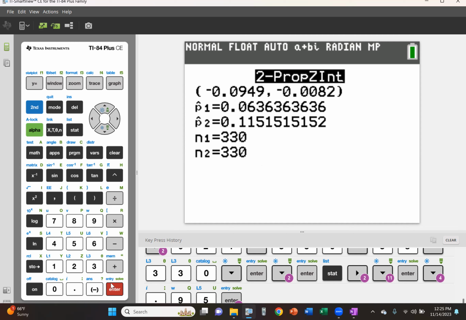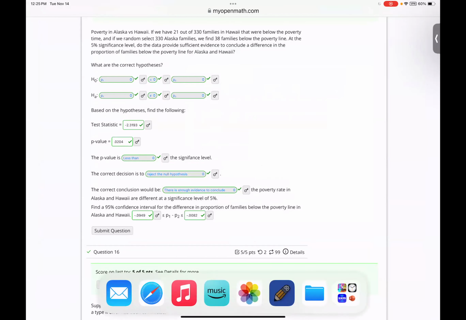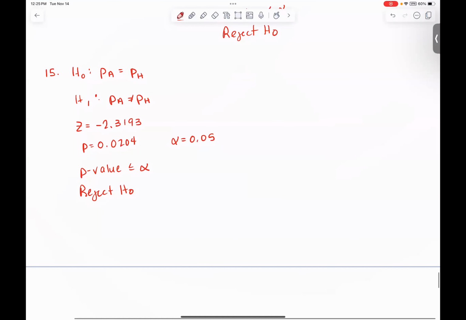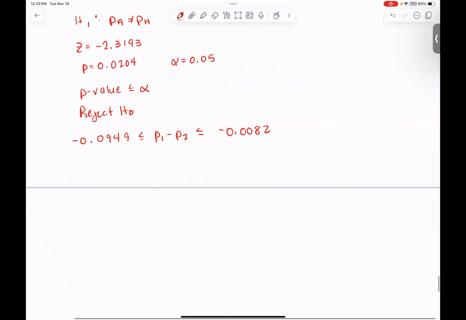So we get from negative 0.0949 to negative 0.0082. So our interval is negative 0.0949 and negative 0.0082.